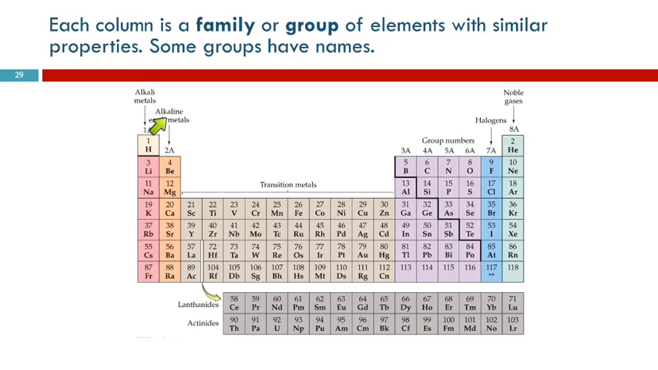So each column in the periodic table is called a family or a group. Some of these groups have names, and you need to know these names. Group 1A, these are called the alkali metals.